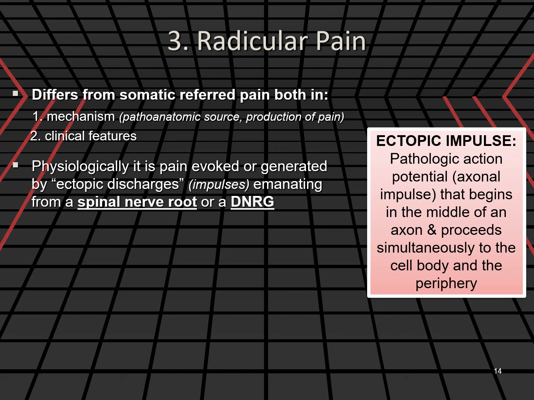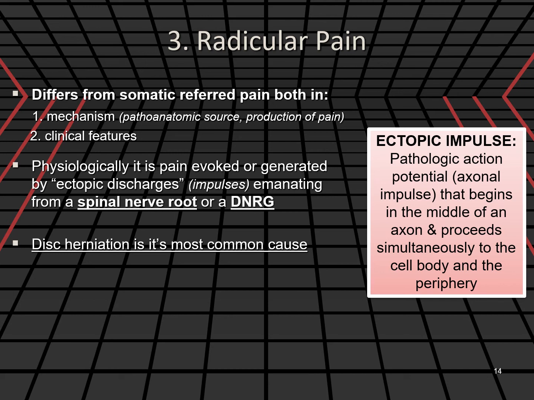But an ectopic impulse is a pathologic, let's use the word abnormal, abnormal axonal impulse, because it begins in the middle of the axon and proceeds simultaneously outward to the cell body and the periphery. It's supposed to start in the cell body. You'll understand it more in a moment.